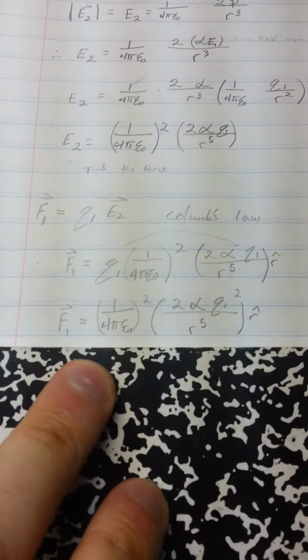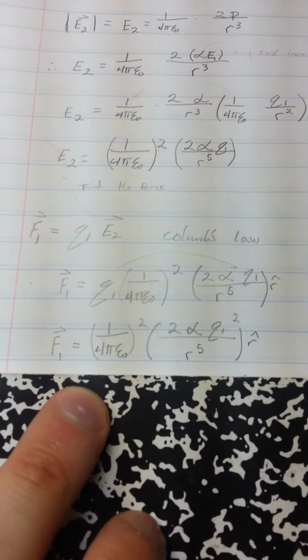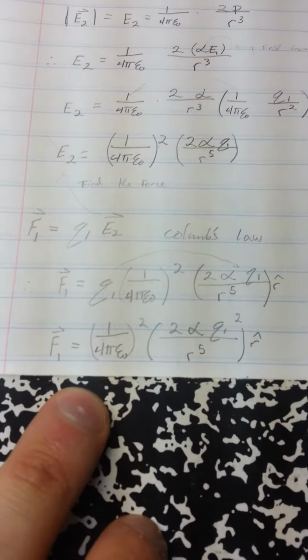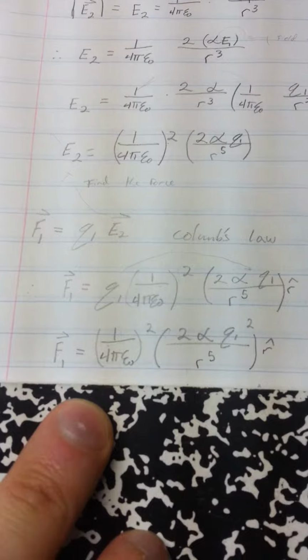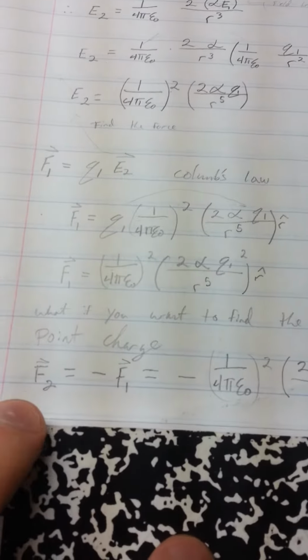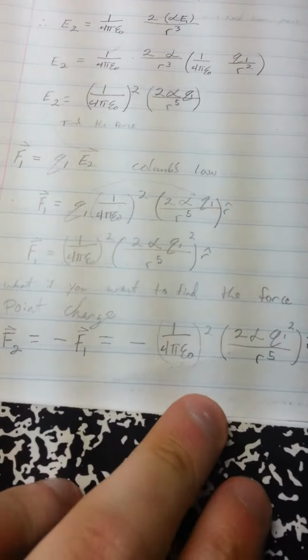But what if we want to find the force on the atom by the point charge? Well, we know from Newton's third law that if these particles aren't accelerating and they're the only two things interacting with each other, then the forces are equal and opposite, giving us this negative value, which is the same as this equation earlier.